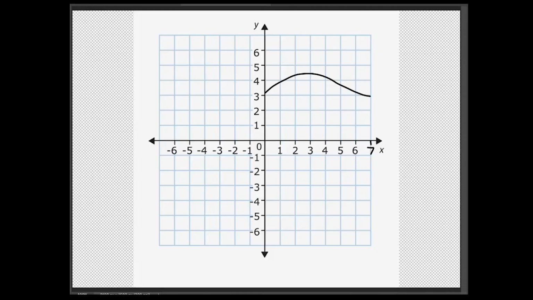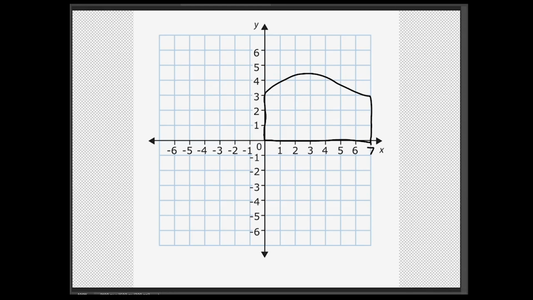Okay, so we have this problem right here. So we have this right here. And we want to find the area of this. Or wait, I want to find the area of this. So just this shaded area.